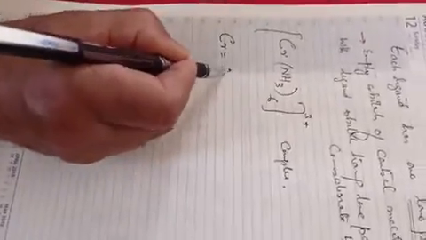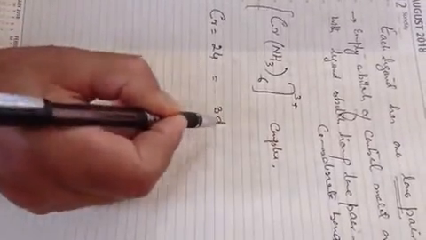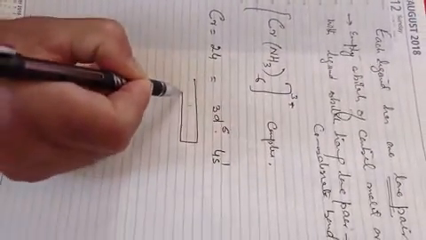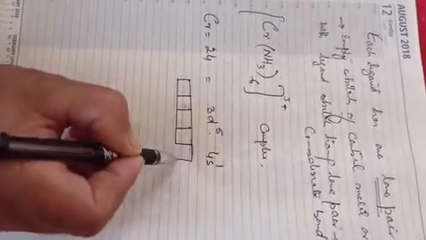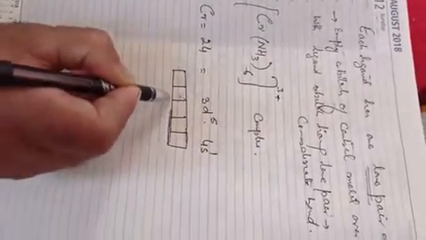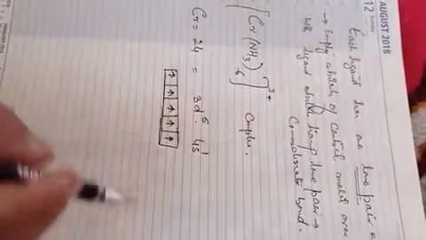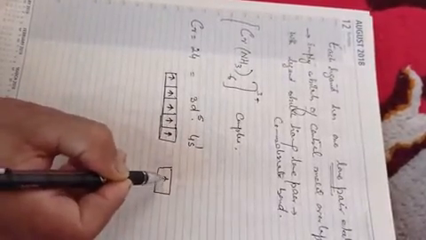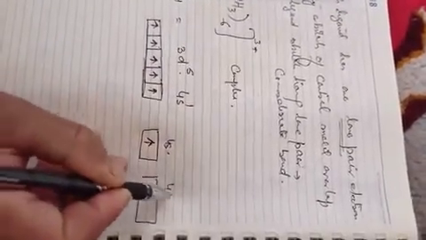So here the atomic number of chromium is 24. I will write the outer electronic configuration, it is 3d5 4s1. I will explain it here. This is 3d5, one electron, 2, 3, 4, 5, and there is one electron in 4s. And there are 4p orbitals, 3 orbitals for 4p.